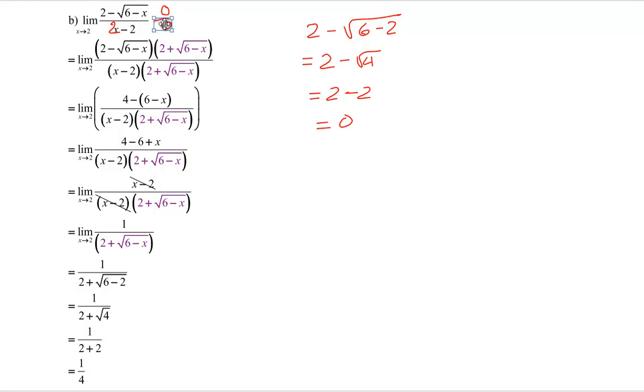So that's not what I want. I want to actually find the limit. So let's get rid of that, get rid of that. So the strategy here with the radical is to multiply top and bottom by the conjugate of that radical.